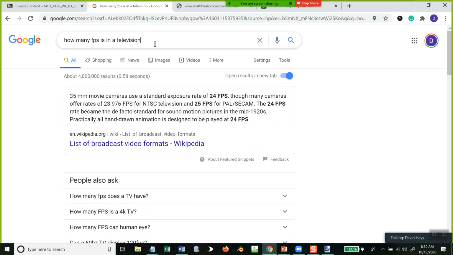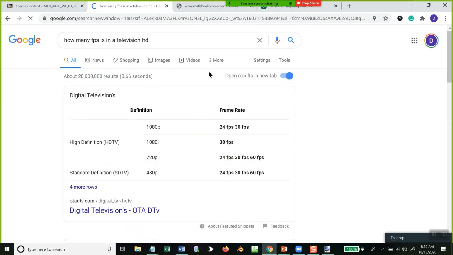It's in HD. Okay, high definition TV. It's interesting. I think isn't a video game 60 frames per second? Yeah, I would have thought TV would have more quality, but it has less. Huh. Or yeah, higher.